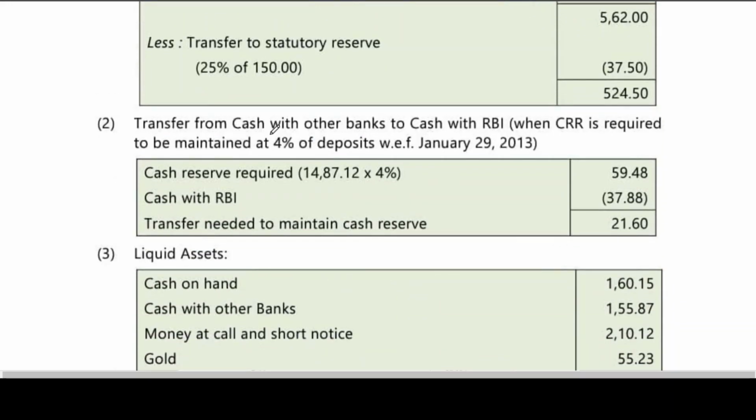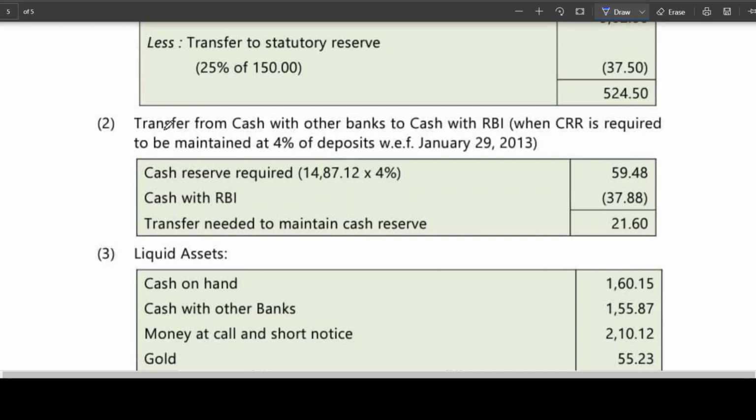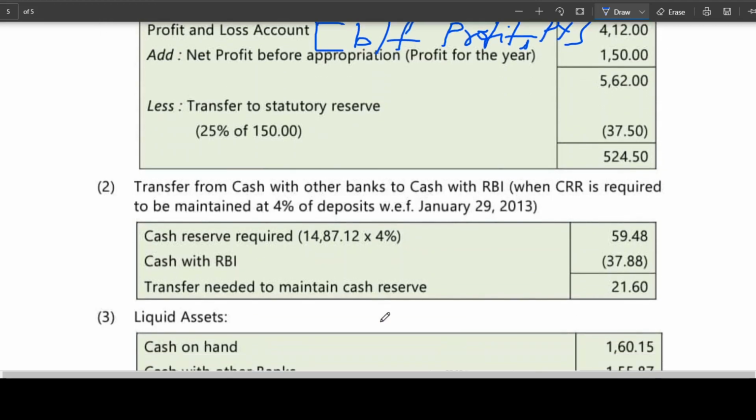Transfer from cash with other banks to cash with RBI when CRR is required to be maintained. Assume that when CRR is required to be maintained, if it is given in the problem, we have to calculate it. That amount is to be with RBI. We are transferring from cash with other banks to cash with RBI when CRR is required to be maintained at 4% of deposits with effect from January 29, 2013. So cash reserve required is on deposits.